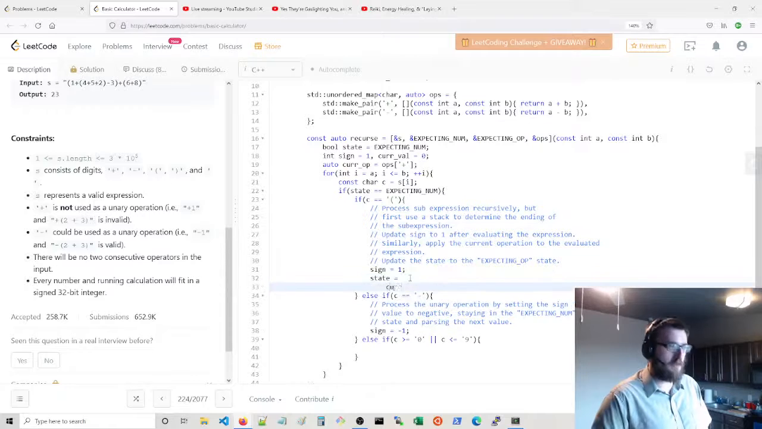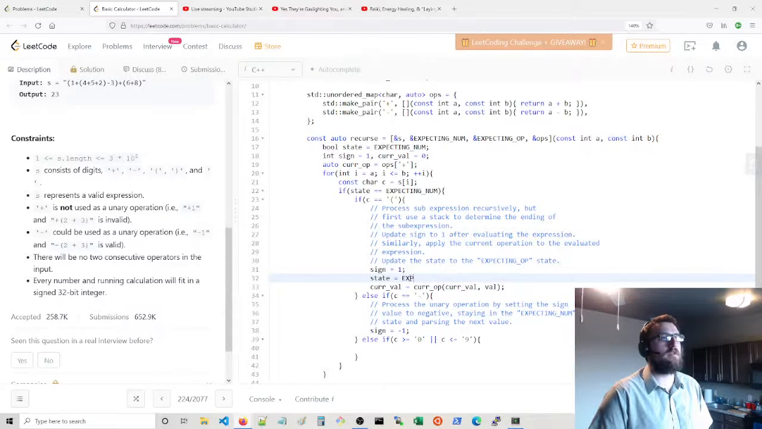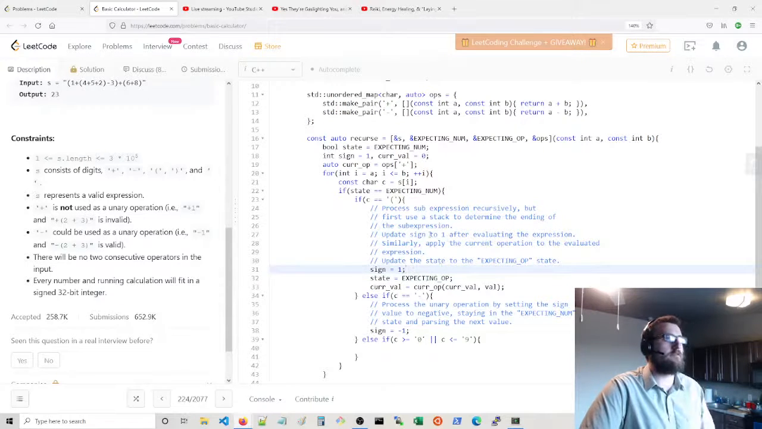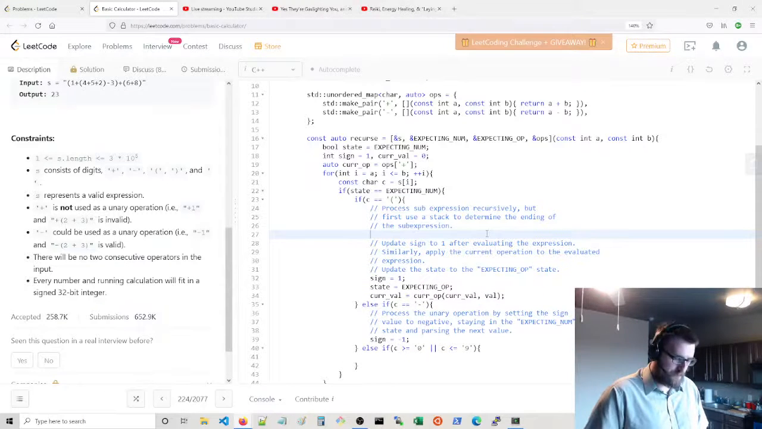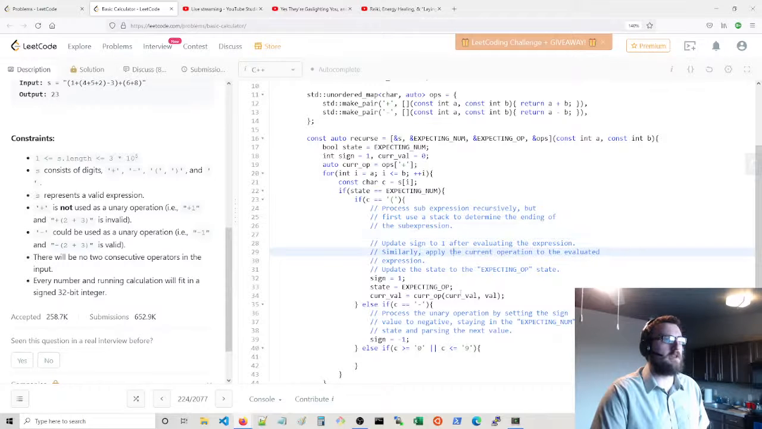Yeah, so current val is going to be the operation on, or current op, current op of val and current val. And val is going to be updated to the recursive portion where we put that over here. We didn't get to that yet, but we're just going to go there.